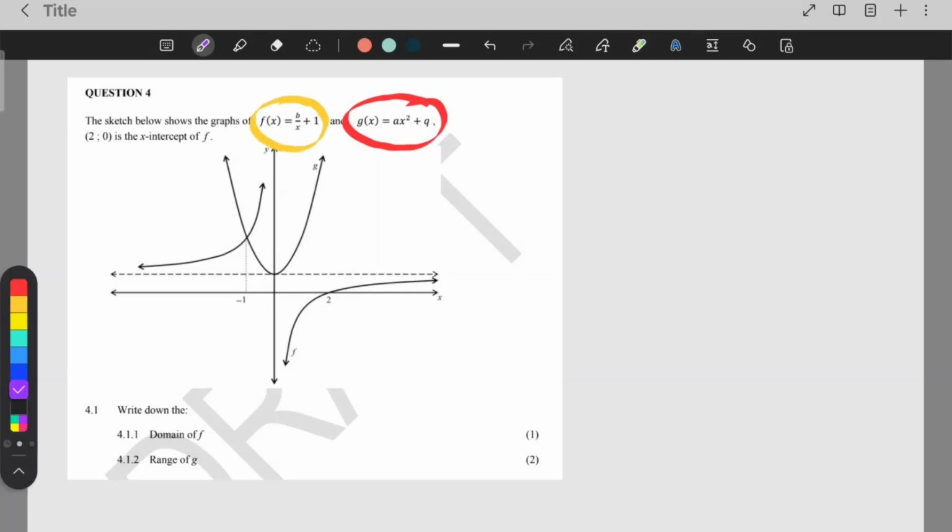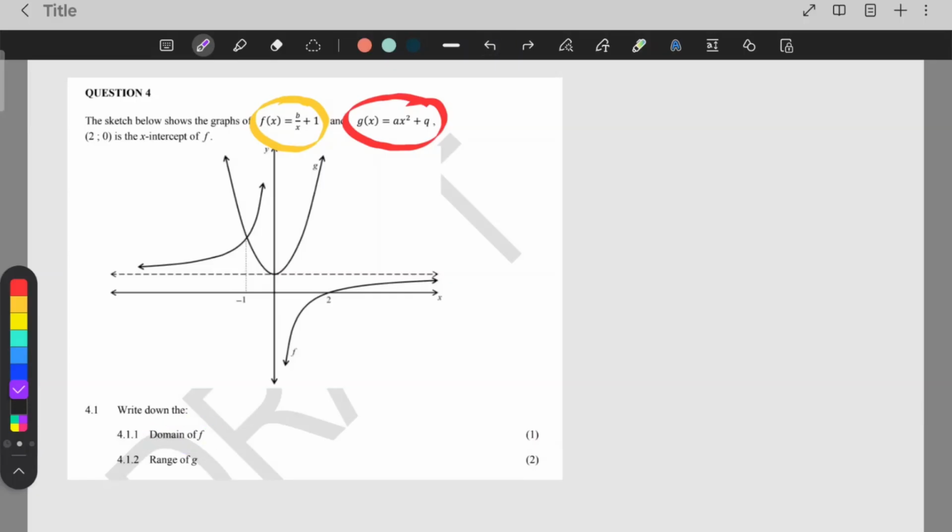Then they say (2, 0) is the x-intercept of f. Now, f is the hyperbola. So on the hyperbola, do you see there? (2, 0) is the x-intercept. Okay? 4.1.1 says, write down the domain of f.